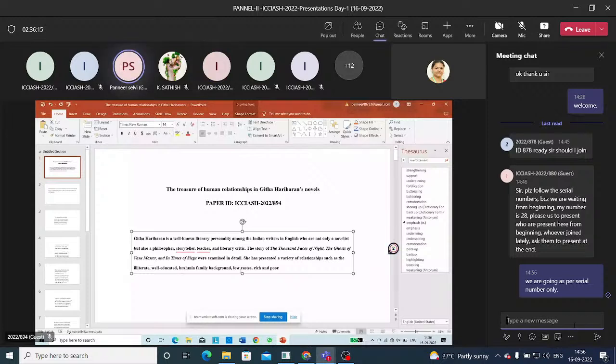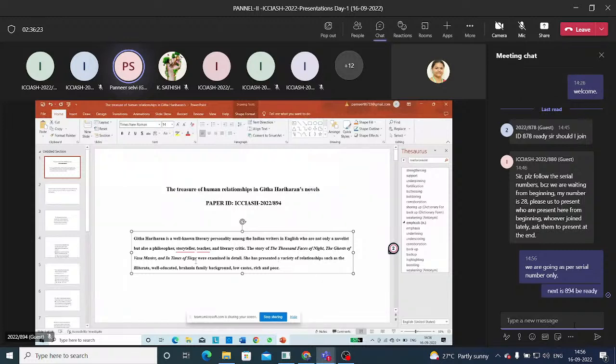I have chosen her three novels for this research article: The Thousand Faces of Night, The Ghost of Vasu Master, and In Times of Siege. These three novels are examined in detail in this research paper. She has presented a variety of relationships such as the illiterate, well-educated, Brahmin family background, rich and poor people also.